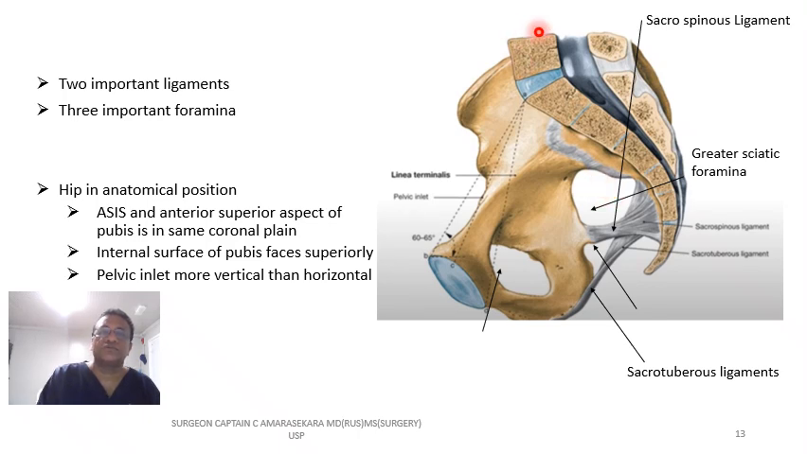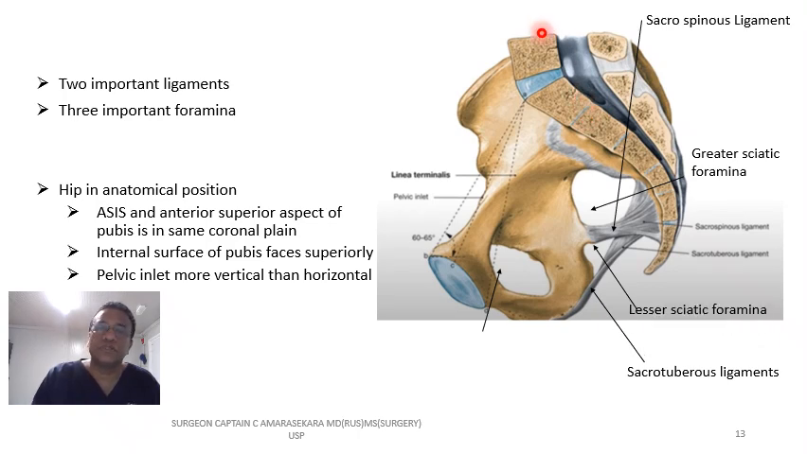These are great passageways for the neurovascular structures. Following that, the other important ligament is the sacrotuberous ligament. It runs from the sacrum to the ischial tuberosity. This forms the posterior boundary for both foramina, the greater sciatic foramen and the lesser sciatic foramen. The posterior boundary is formed by the sacrotuberous ligament. This needs to be remembered.